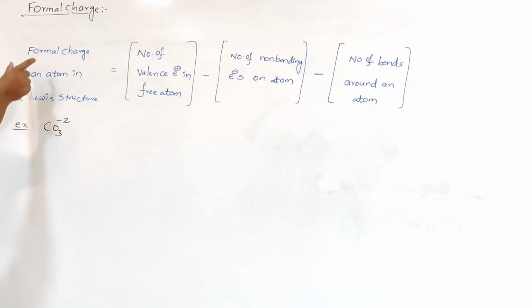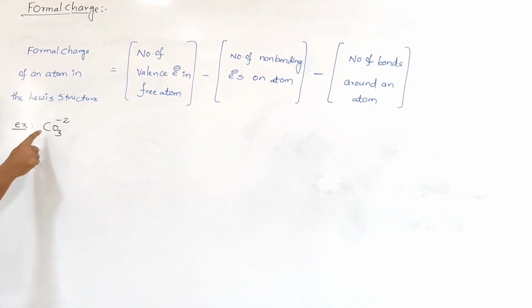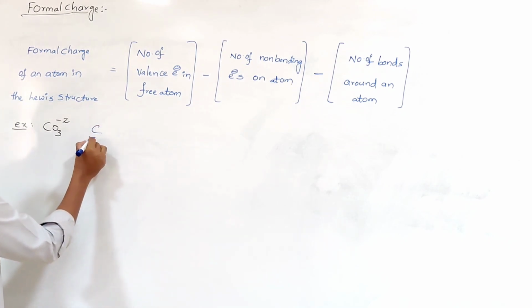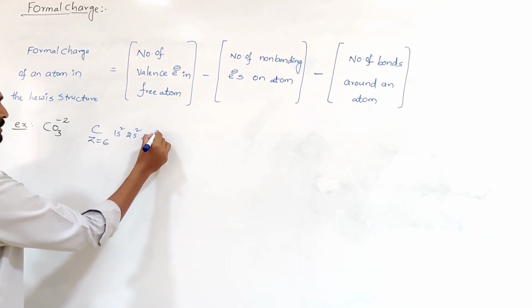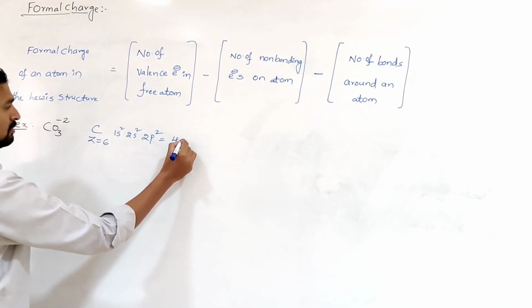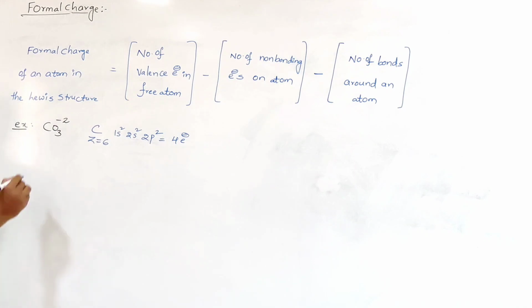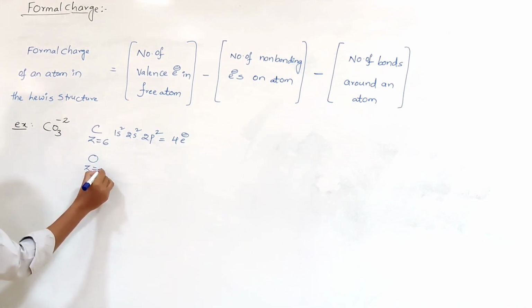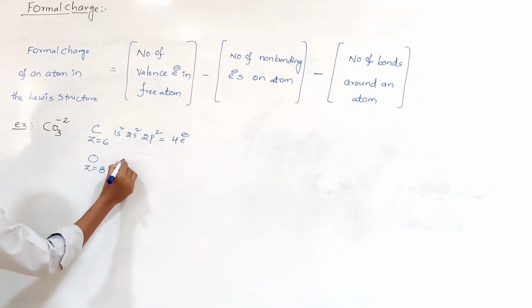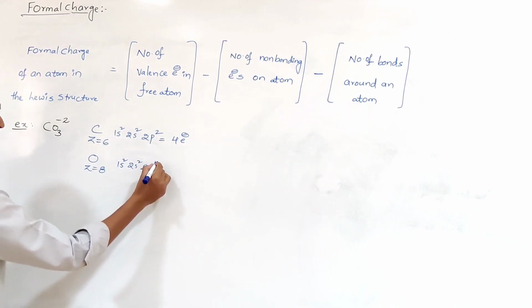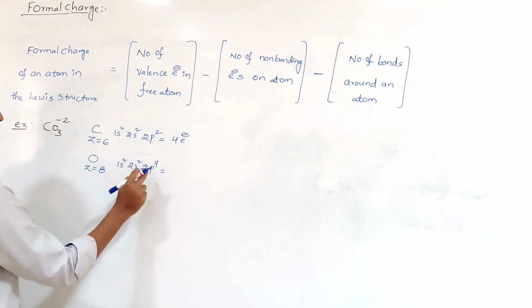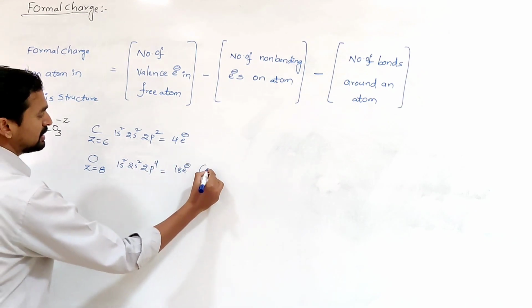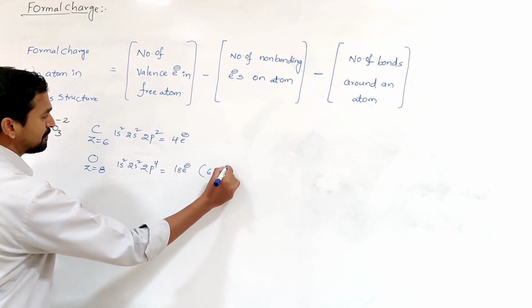Before calculating the formal charge, first let us write the Lewis structure of the carbonate ion. The carbon: Z is equal to 6, you know very well, 1s2, 2s2, 2p2. The number of valency electrons is 4. And oxygen, Z is equal to 8, that is 1s2, 2s2, 2p4. So totally 6 valency electrons, and 3 oxygen atoms are there, that's why 3 into 6, 18 electrons. We write simply 6 into 3.